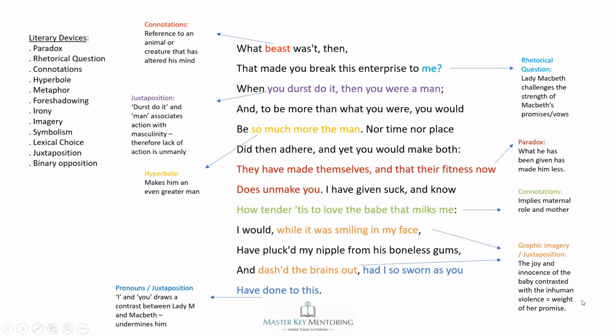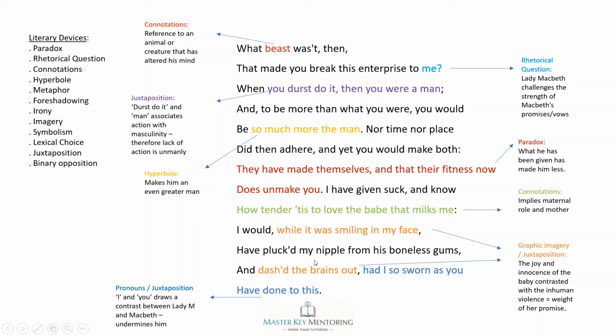Now, this example here, we have graphic imagery and juxtaposition. That is actually really important to use together as part of the analysis here of Lady Macbeth. The coupling of "while it was smiling in my face" and "dashed the brains out" is important here in drawing out the contrast of the innocence of the baby and the inhuman actions of Lady Macbeth itself. So you want to be using both of those devices together, and that's what I call corroborating literary devices. That gives your analysis so much more depth and insight and allows you to explore that in a lot more detail.